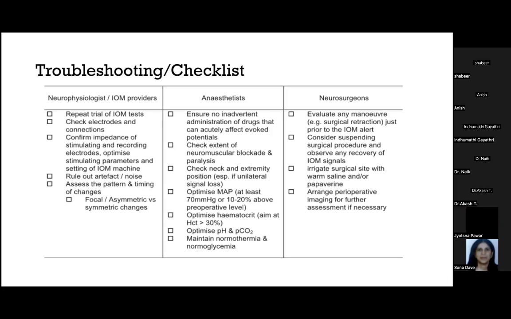Optimize the main physiological parameters like mean arterial pressure, hematocrit, pH, PCO2, and maintain normothermia and normoglycemia, which can all affect your evoked potentials. Neurosurgeons can evaluate whether any maneuver like surgical retraction is leading to impairment of the evoked potential monitoring or loss of waveform. They can consider suspending the surgical procedure and observe any recovery of intraoperative signals, irrigate the field with warm saline or papaverine, and if in spite of all these measures there is loss of waveform or impairment of the response, then perioperative imaging can be done for further assessment.